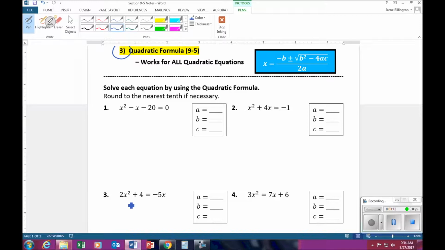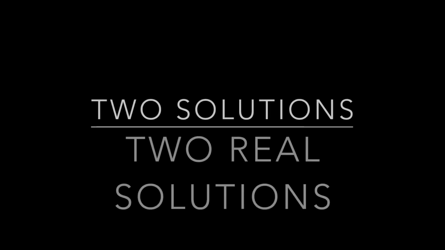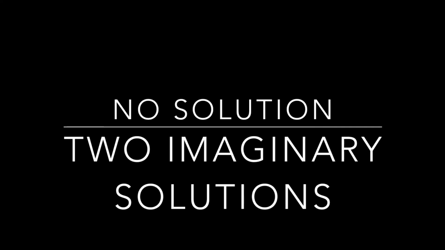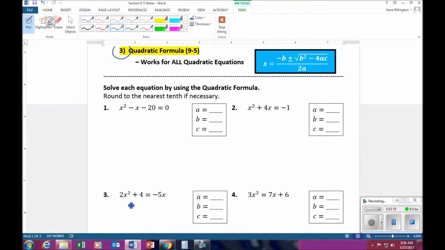It's possible, remember, that you could have 2 solutions. You could have 1 solution. It's also possible you end up with no solutions. Okay. Also, your quadratic equation, just like all of our other methods, must equal 0 before you can begin to use your quadratic formula. So on example 1, our a value is 1, our b value is negative 1, and c is negative 20.